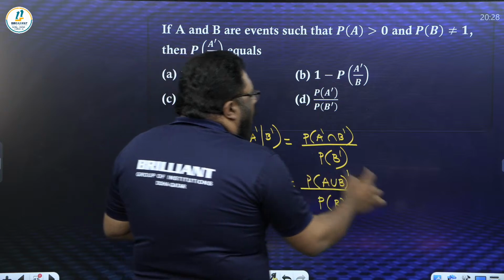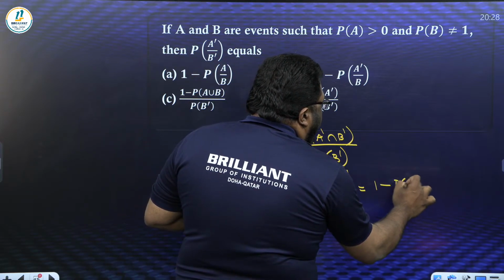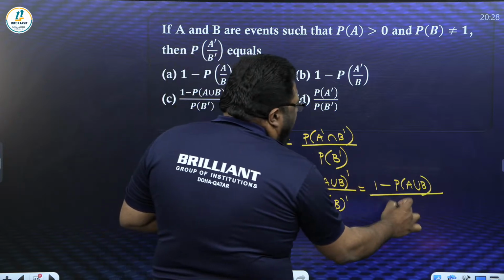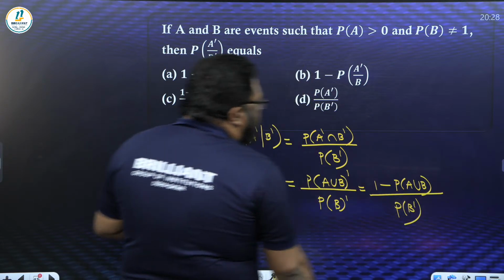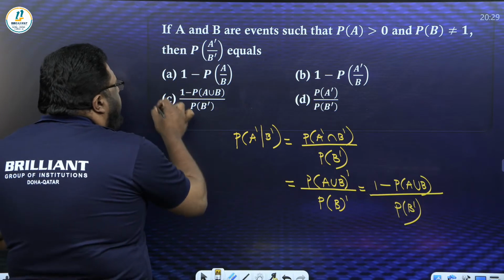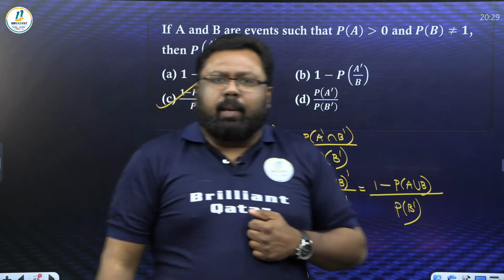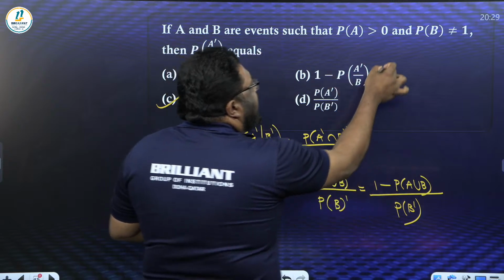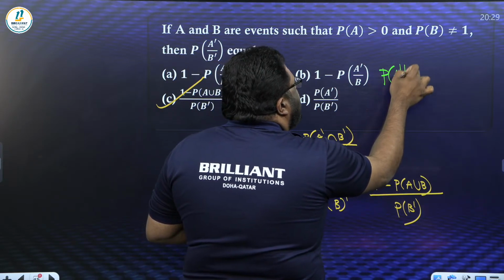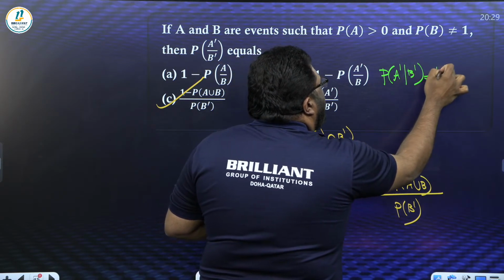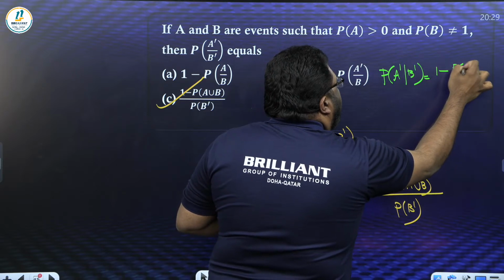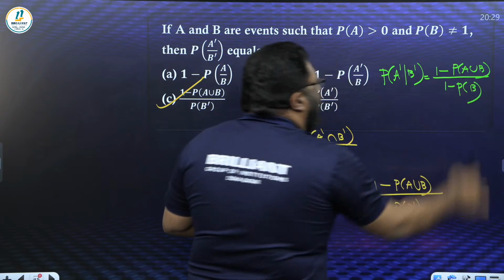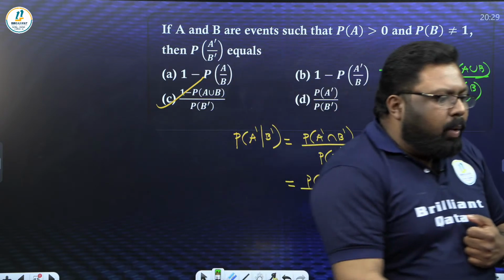What is the complement of A union B? 1 minus P of A union B. What is P of B dash? It is 1 minus P of B, but the result in the options is leaving it like that only. So option C, 1 minus P of A union B by 1 minus P of B. All of you, please learn this as a result and keep it. You get direct questions in board exams based on this result. A dash by B dash is 1 minus P of A union B divided by 1 minus P of B.